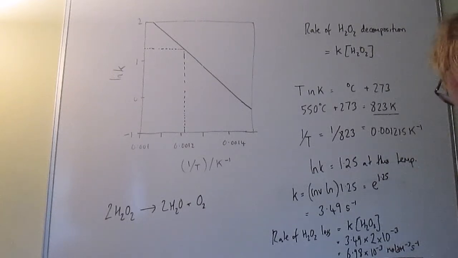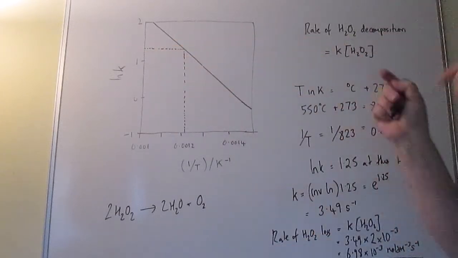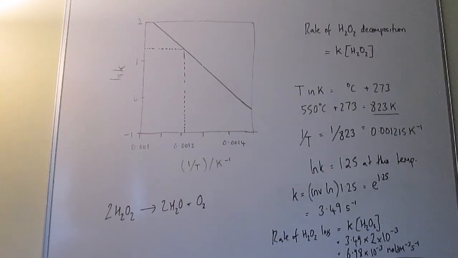And that's your final answer. Now you may not get exactly that number because it depends on the value you read off here, so you may have got a slight discrepancy in the value you read off in that graph, but it should be very close to that number, and that's the rate.